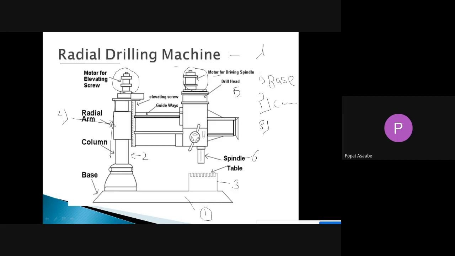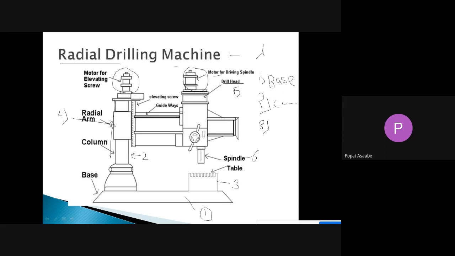Try to understand the construction of the radial drilling machine. First, it consists of the base. At one corner of that base we have mounted one vertical column. Then on that vertical column we have mounted one element called the radial arm. And on that radial arm, we have mounted one element called the drilling head.